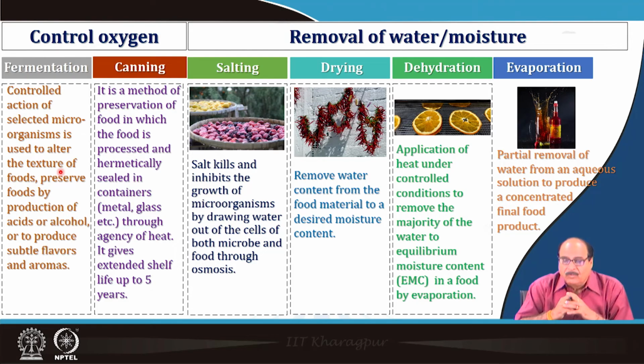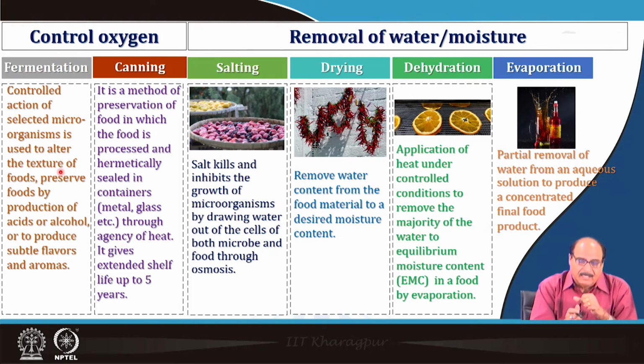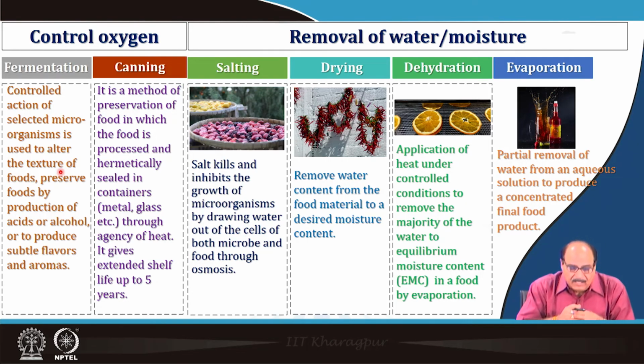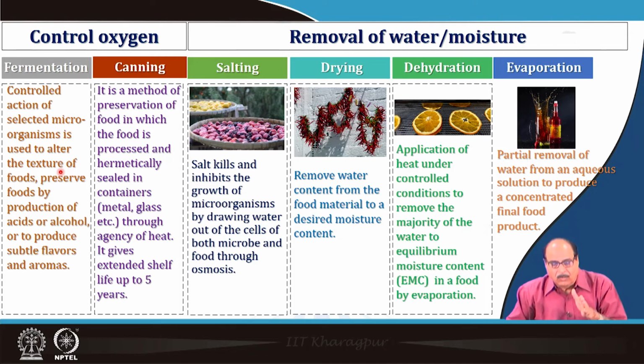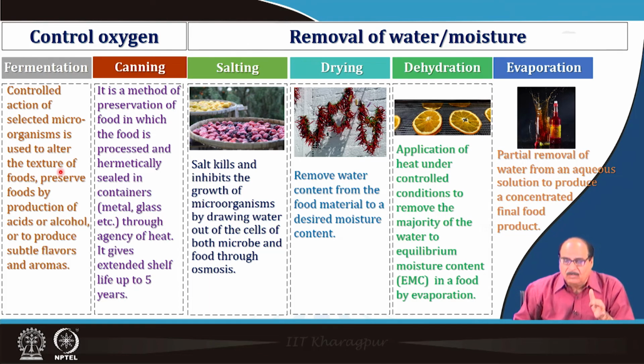Salting, preservation by removal of water or moisture, that is, we are trying to control the water activity. Okay. Salting, salt kills and inhibits the growth of microorganisms by drawing water out of the cells of both the microbe and the food through osmosis. Drying, removal of water content from the food material to a desired level. Dehydration, application of heat under controlled conditions to remove the majority of the water to equilibrium moisture content in a typical food. Evaporation is the partial removal of water from an aqueous solution to produce a concentrated final food product.